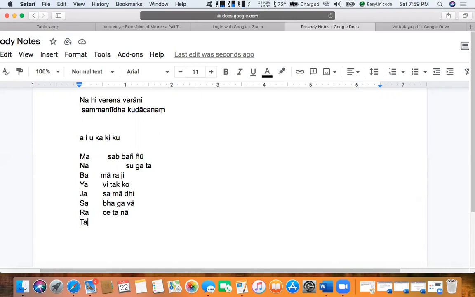And in thagana, the first and second syllables are heavy and the last one is light. For example, nibbana. You see, so these are the eight groups or eight ganas.